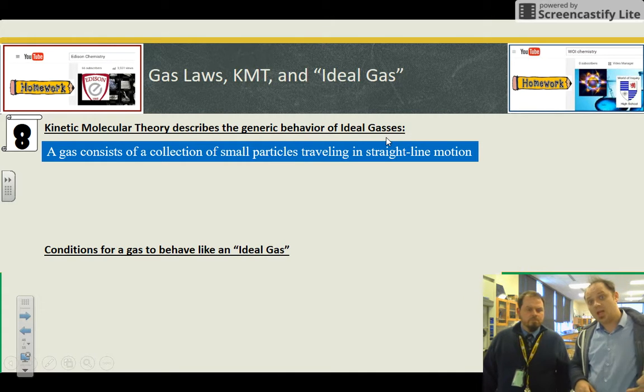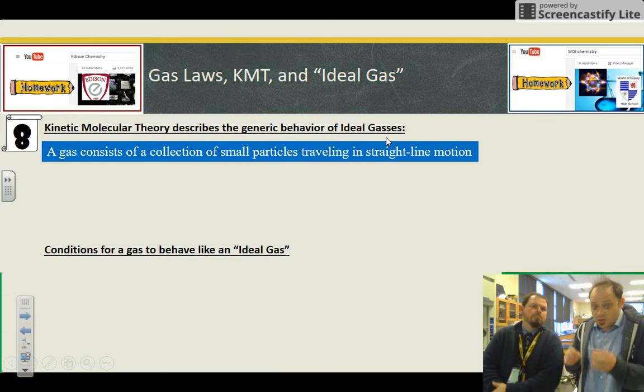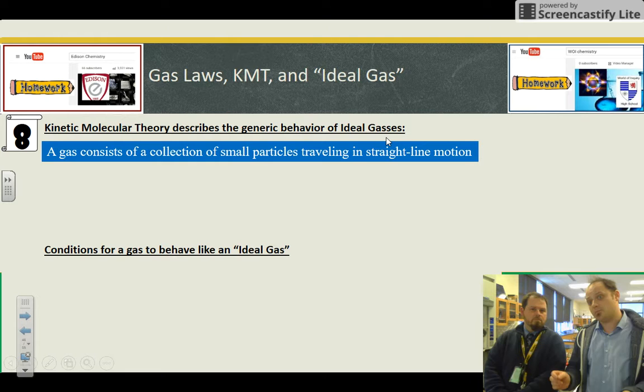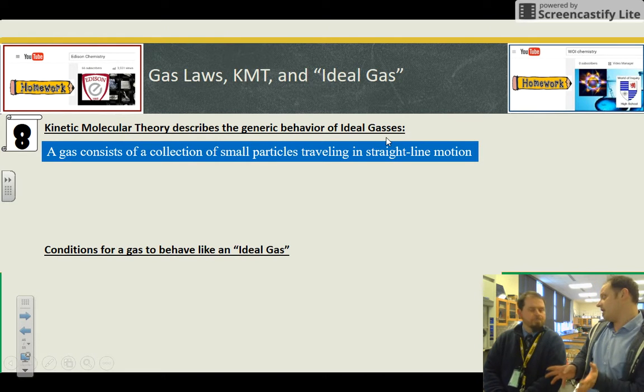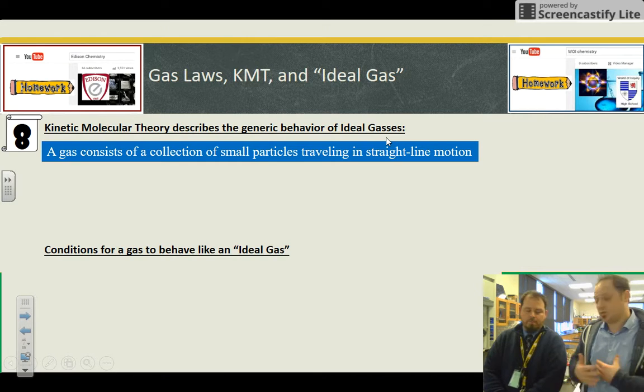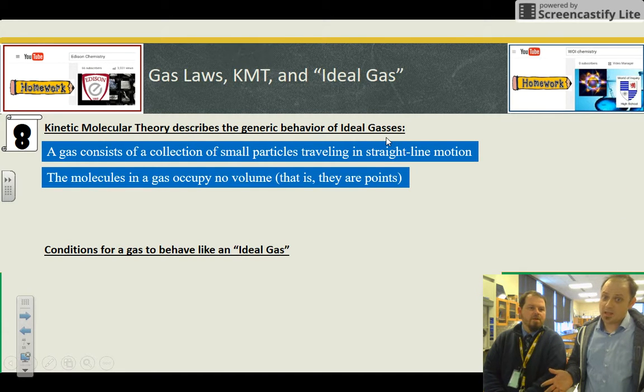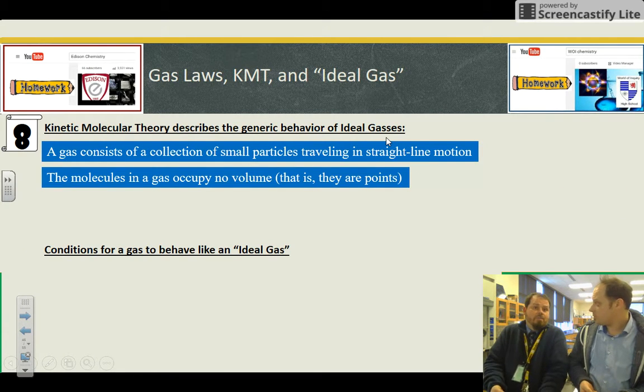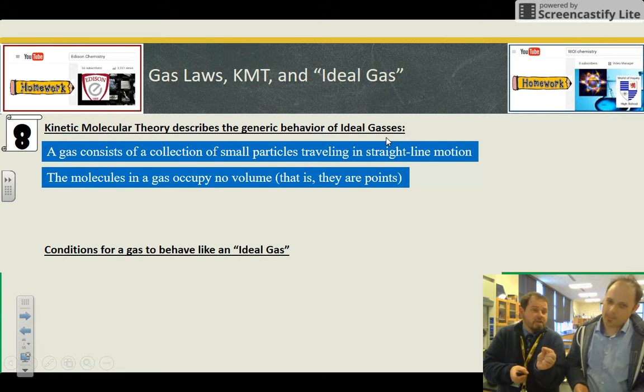The first being gases behave like small particles traveling in straight line motion. That's an assumption. We have to assume they behave like this all the time, or else these equations and calculations that we're going to use don't work. Yep. But the other one is that they occupy no volume. Now, we know that that isn't true, but it's really close to being true.